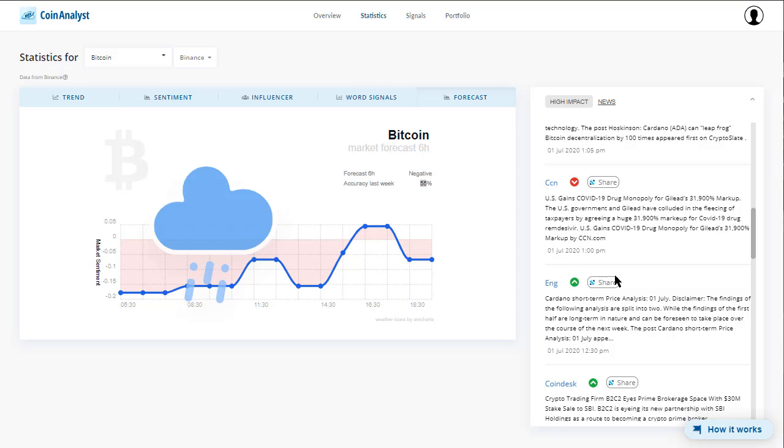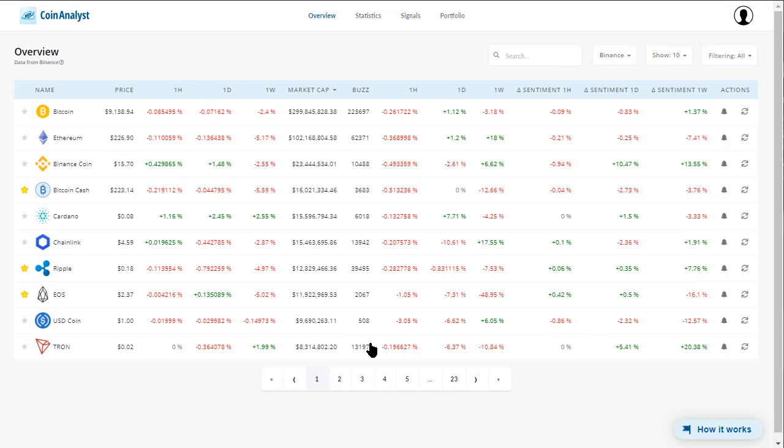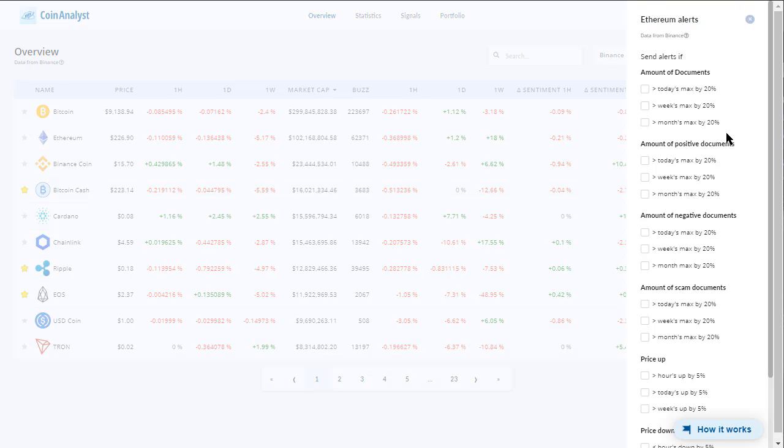So that was it for the first point. Let's now go to the second point in my video. This is how CoinAnalyst can give you alerts to get a view on your chart. So for example, if we go back to the overview, we have here the alert symbol. We can click, we can select alerts for every coin.